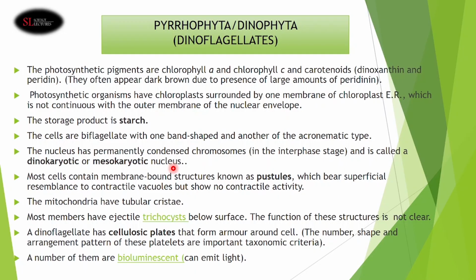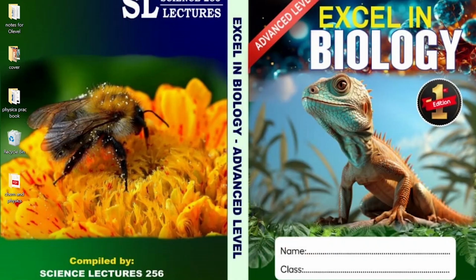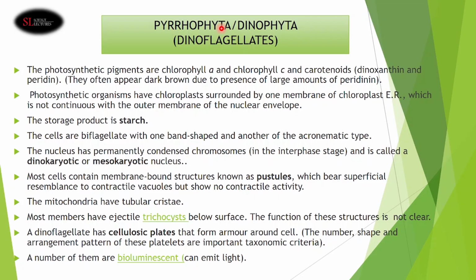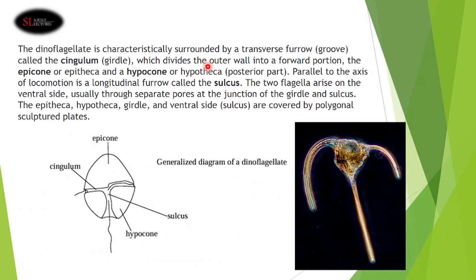Then dinoflagellates have what we call cellulosic plates that form an armor around the cell, and this is one of the bases of their taxonomy, and many of them can emit light, so we can say that they are bioluminescent. So we need to look at the structure of a dinoflagellate.